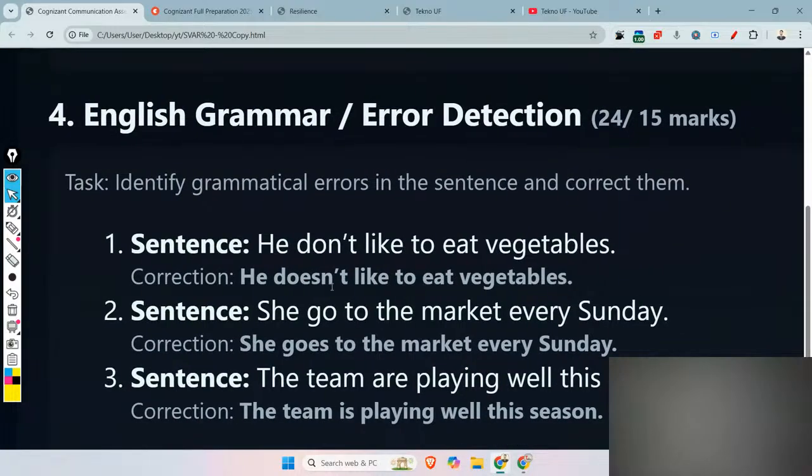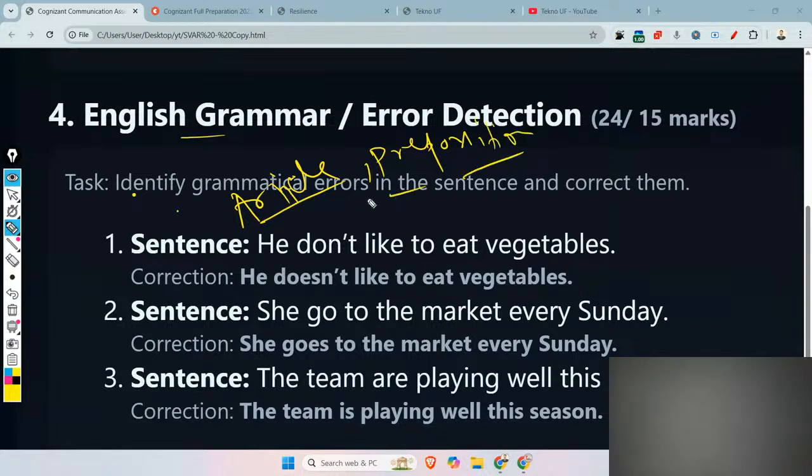Now let me discuss what real questions you can expect in the English grammar section. You have to perform very well in these 24 marks. Let me discuss the hot topics for this section: articles and prepositions. I have written them according to priority. You can expect at least 5 to 7 questions from articles and 4 to 5 questions from prepositions only.